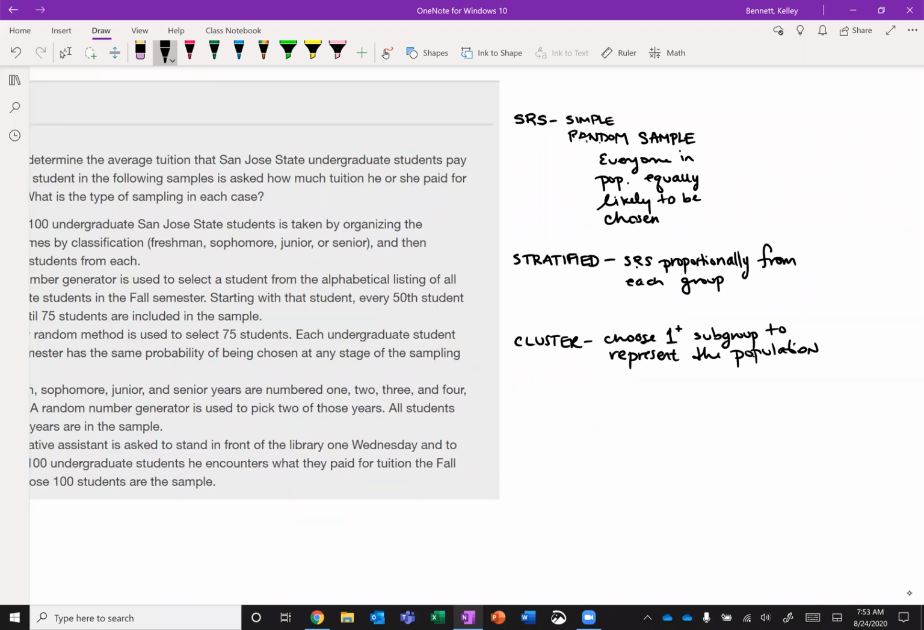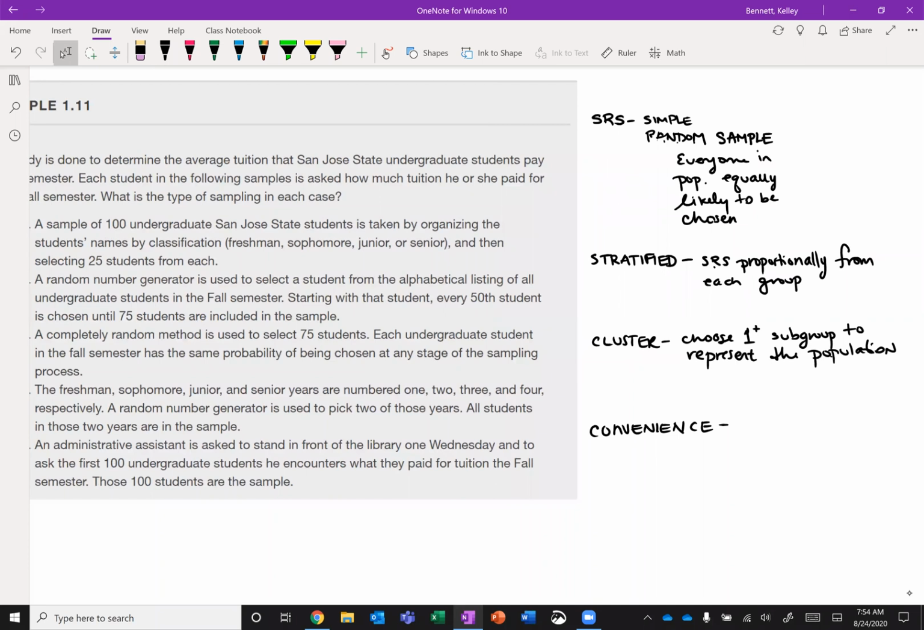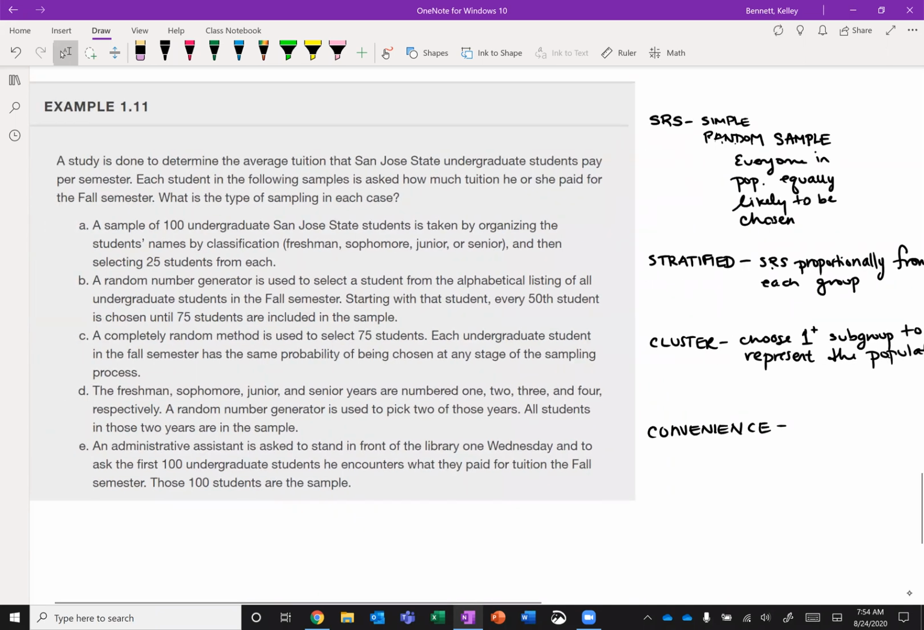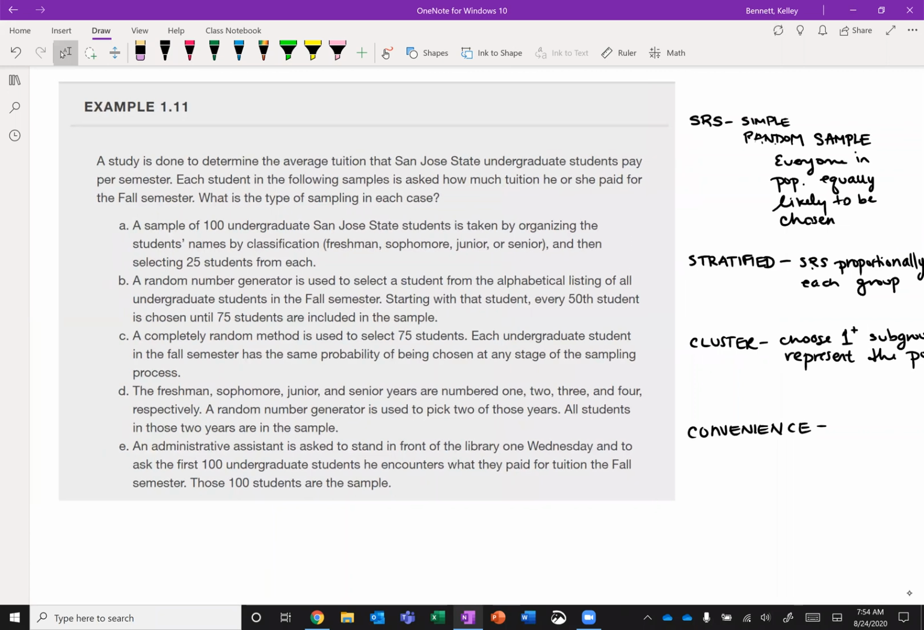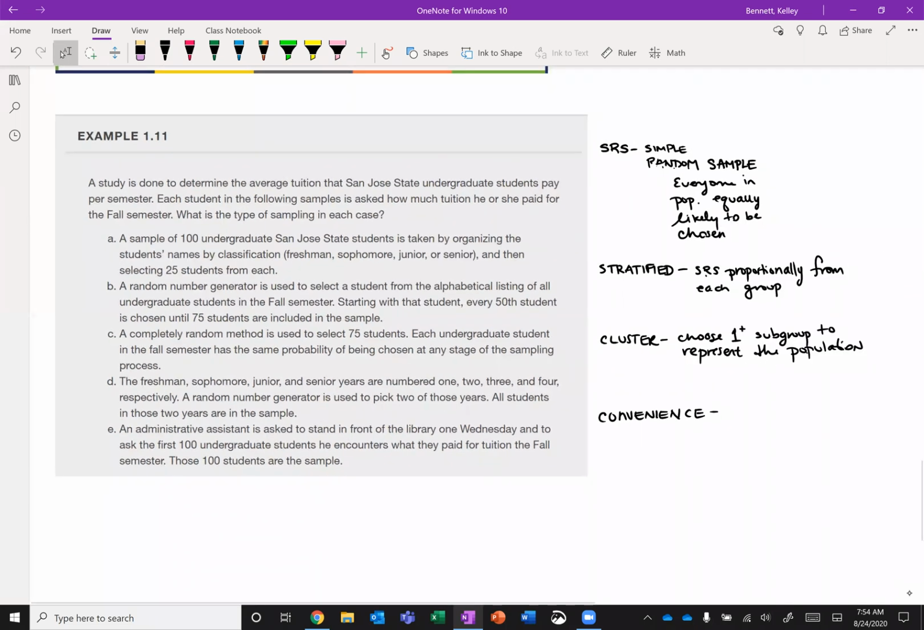And then the last one was convenience, which is exactly as it sounds. Just imagine that you are being very lazy and you just need to ask people some question. What's the easiest way to get a sample from your target? Okay, so that's a bit better there.